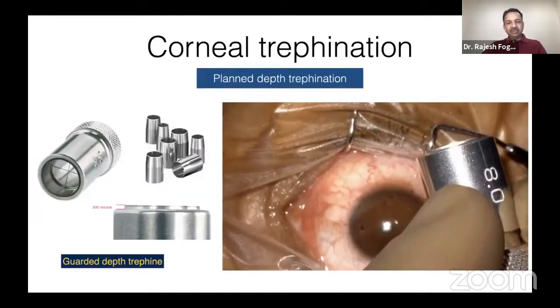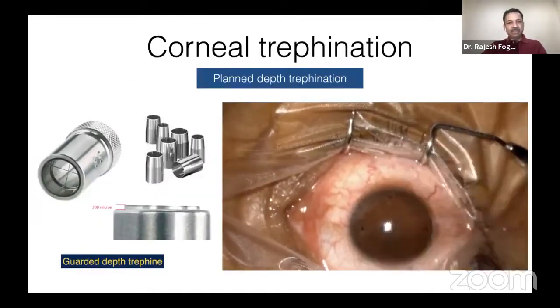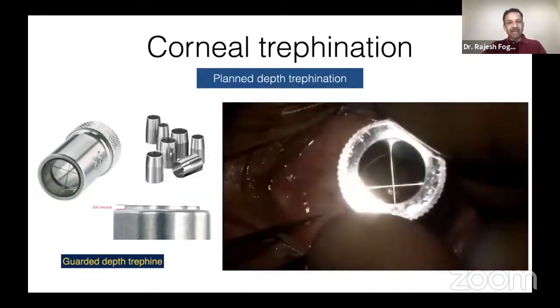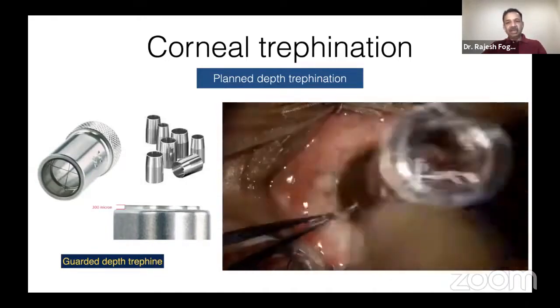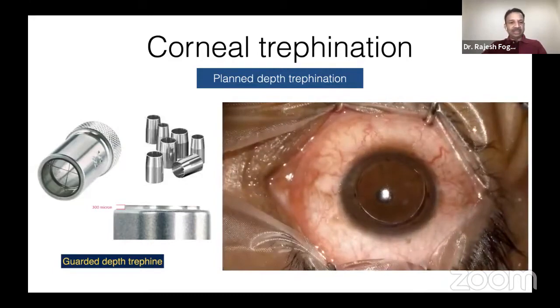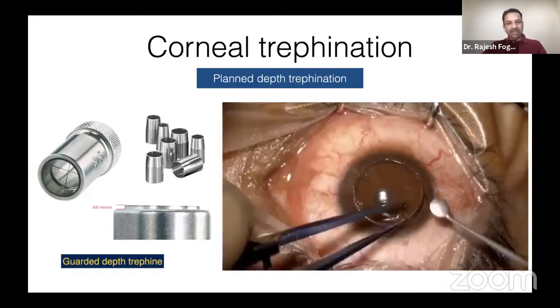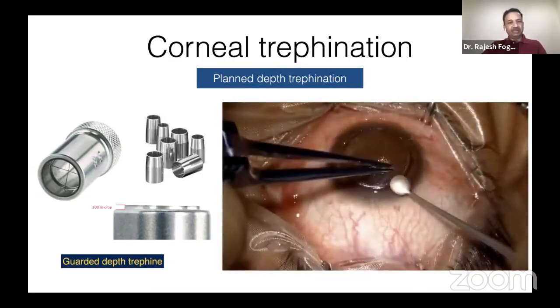In terms of the various trephines that you can use for planned depth trephination, commonly we may be using the regular handheld metal trephine, but with these trephines, you cannot have control over the depth of the cut. But you have these guarded depth handheld trephines, which are available from Coronet Network Medicals, and these can have a preset depth of about 300, 350, or 400 microns. You can use that to achieve a partial thickness trephination without the risk of perforating into the anterior chamber.